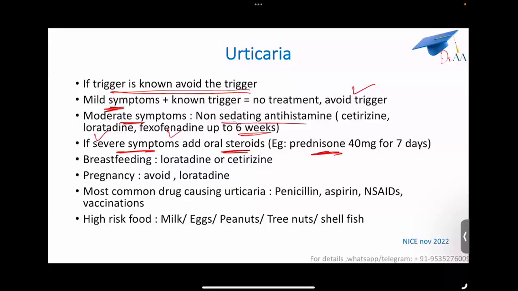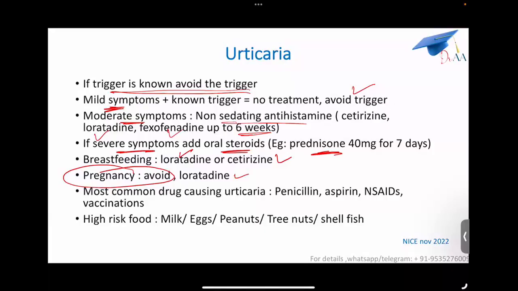The drugs which are safer to give in breastfeeding moms are loratadine or cetirizine, basically non-sedating, second generation antihistamines. In pregnancy, you tend to avoid them as much as possible. If at all you must give it, then you give loratadine, otherwise avoid it.